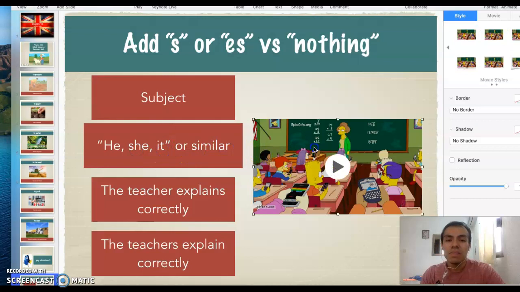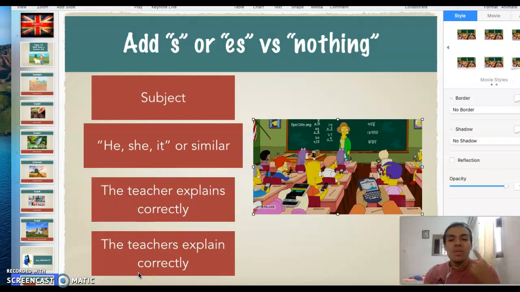Example, the teacher explains correctly. In this example, we add the letter S. Explain, explains.